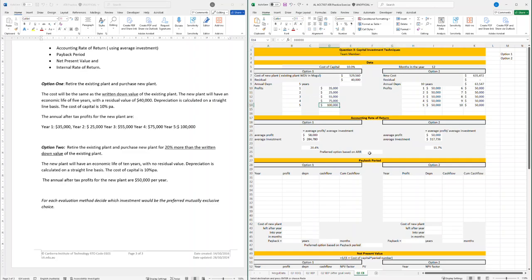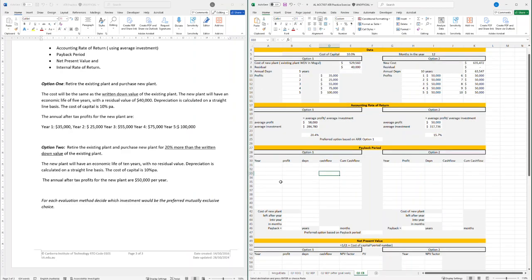Do not forget to answer this question, because fundamentally that's what we're looking for, which is to decide whether we want to do option one or option two. The answer is whichever is higher, so it will be option one, because your accounting rate of return is higher for option one than option two. Now let's look at the payback period to see who's going to get payback faster.